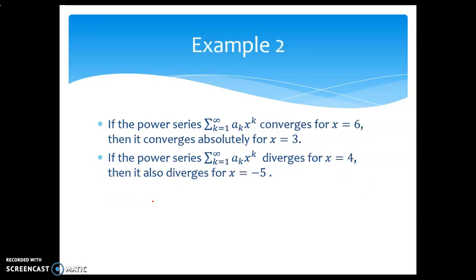Okay, so if the power series which you have here converges for x equal to 6, then it will converge for x equal to 3, because 3 is less than 6. So this power series here diverges for x equal to 4. Then it diverges for x equal to -5, because the absolute value of this is greater than 4.